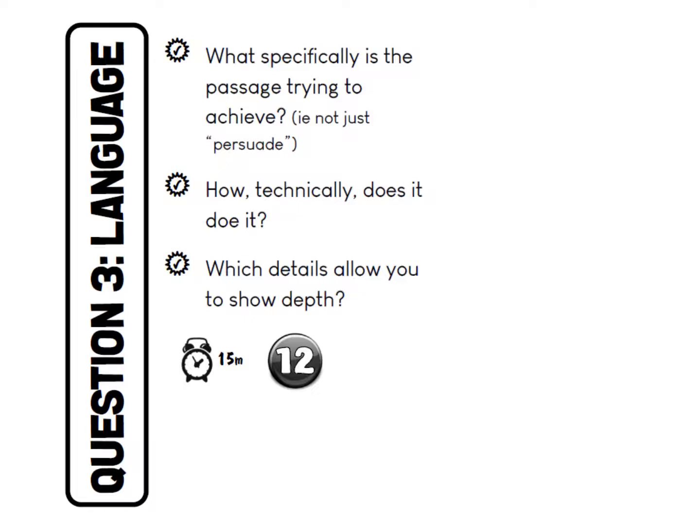So is it trying to make you feel sorry for somebody? Is it trying to create a sense of pity? What's going on in the text? And then what are your technical details that allow you to show how this is done? About 15 minutes because it's 12 marks.